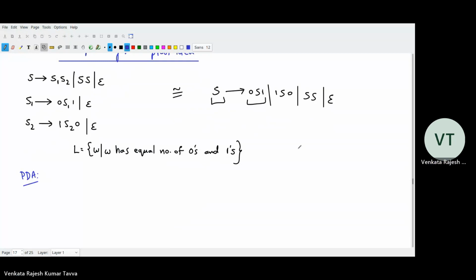That's it. What if I am reading a 0 and 0 is on top of the stack? What should I do? If there is the opposite symbol, I will pop. But if there is the same symbol, then... Yeah, but what should we push? What should we pop? That's what I'm asking.